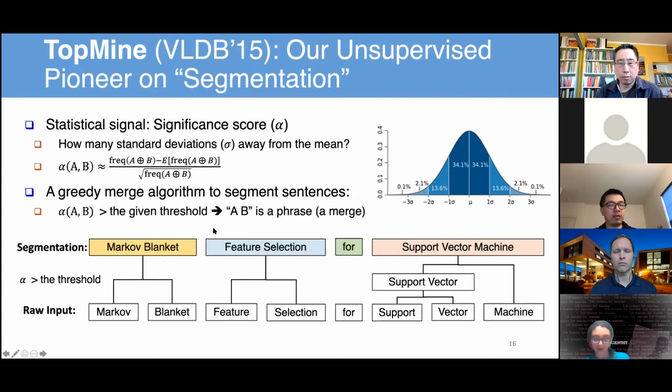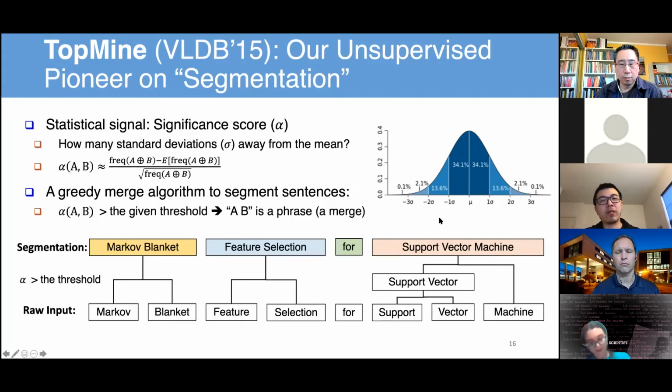It relies on this alpha score. So you may wonder why we pick this alpha score. There are many other statistical signals that could be useful. You may have heard of something called pointwise mutual information, chi-square, many other things you can use. Why use this significance score? This is definitely a question we need to answer.